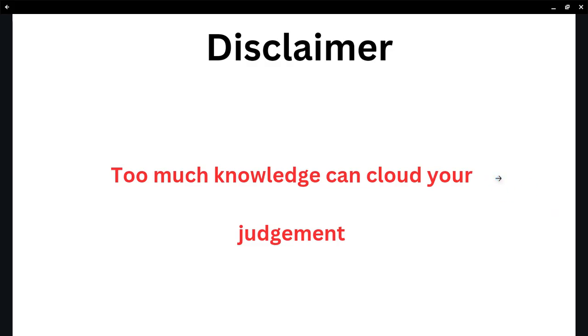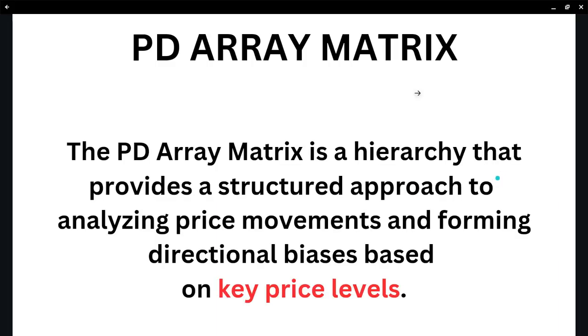First thing which I want to make sure that you have engraved in your mind: the PD array matrix. Now you would say, yeah, this is all basic, why are you teaching us this? The whole ICT concept revolves around this thing. That's why you can read, this is literally the Google definition. The PD array matrix is a hierarchy that provides a structured approach to analyzing price movements and forming directional biases based on price levels, key price levels.